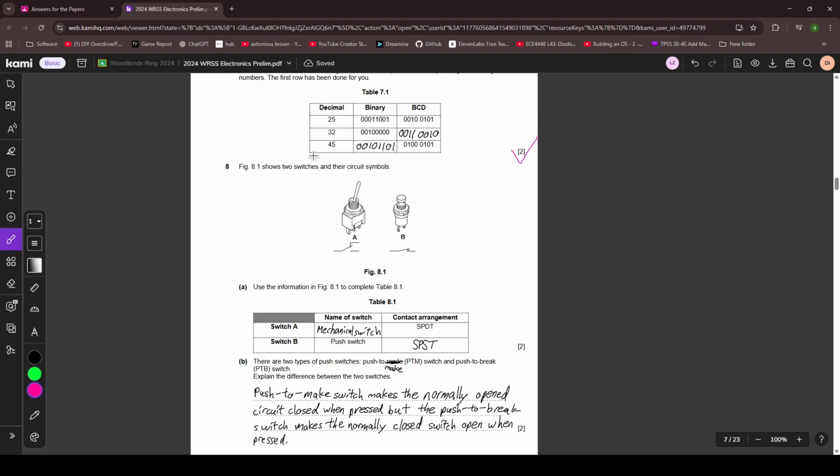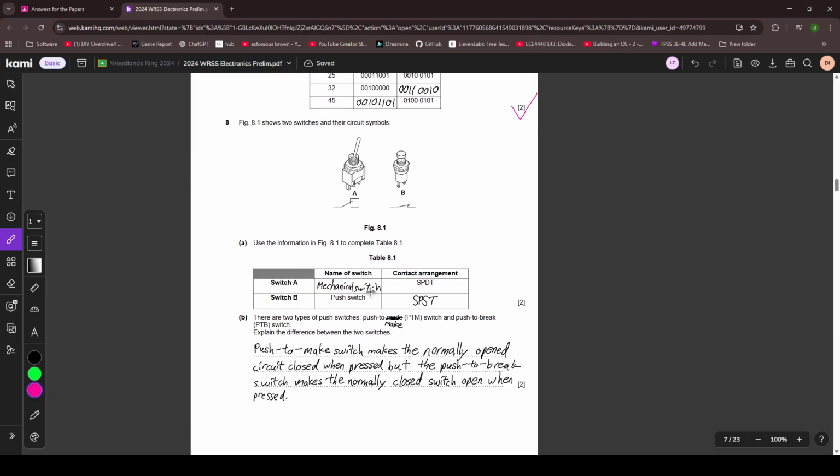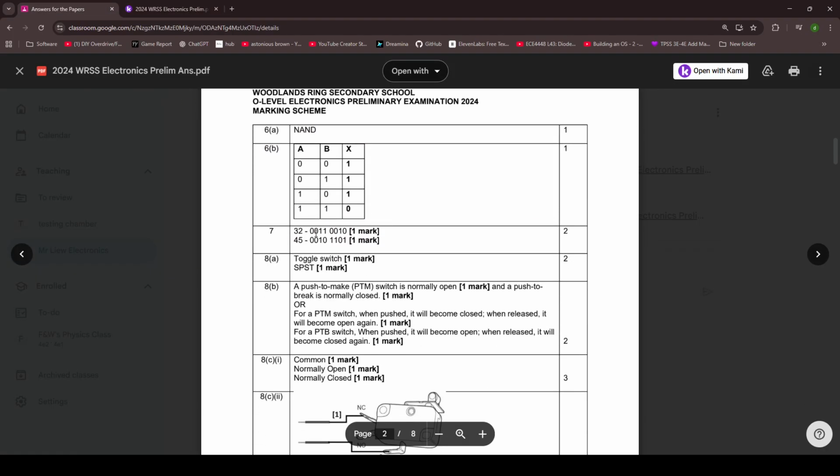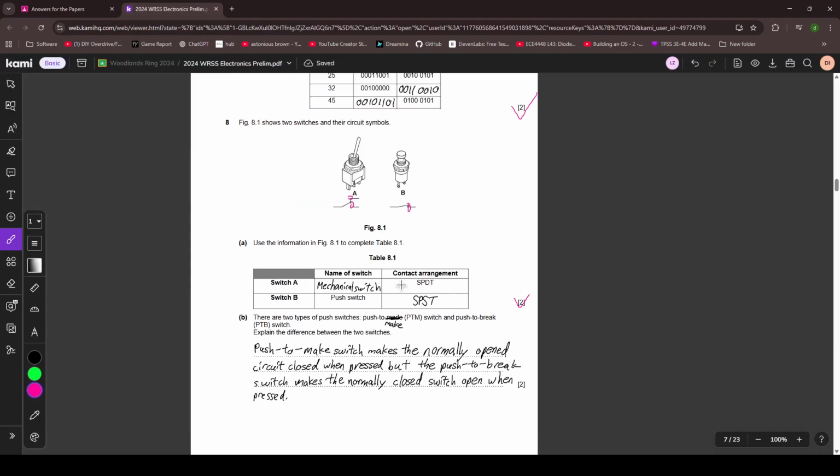So we have two switches, a switch and a push button. Name of the switch: mechanical switch, and then SPST. That's right, because it's single pole, single throw. Then this is dual throw. Mechanical switch. Is there an actual toggle switch? I won't mark you wrong, but I will advise you to write toggle switch in the examination. But I'm not going to mark you wrong.